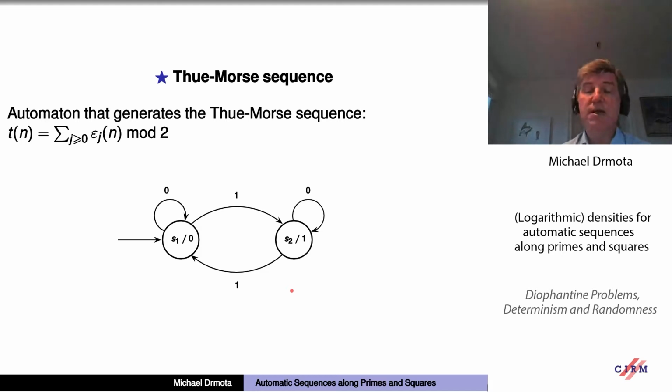More generally, if you can generate a sequence by an automaton of this kind, and you are feeding it with not only the binary, but the q-ary digital expansion, then all possible output functions of this kind are called automatic sequences.